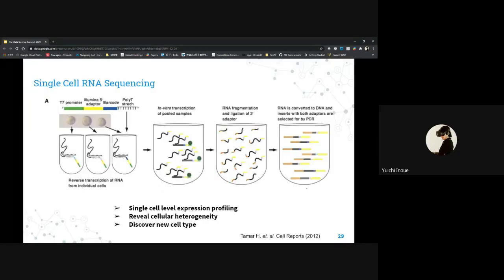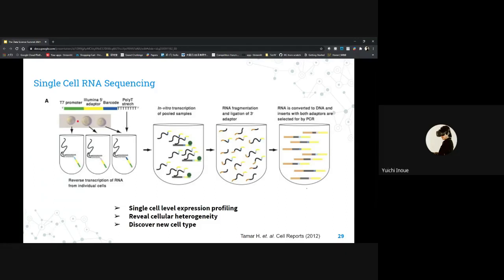This technology has been further developed in recent years. We can now analyze RNA expression at the level of single cells rather than tissue. By looking at all the mRNA expressed in each cell, we can now see what types of cells make up the tissue.